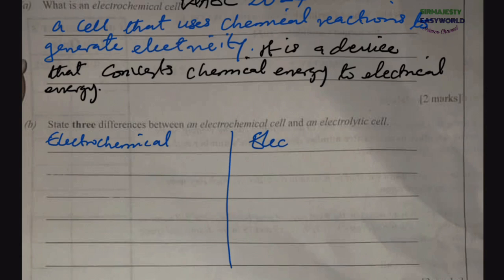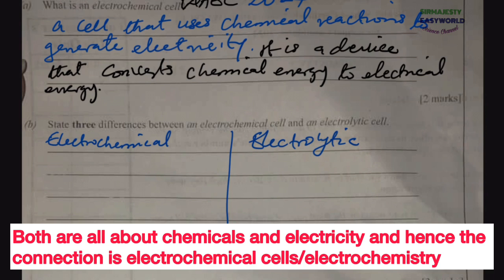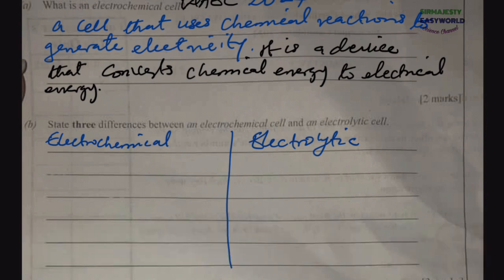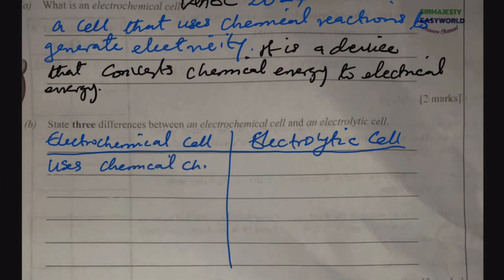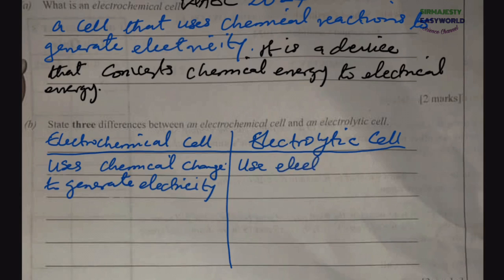Electrolytic cell is still a type of electrochemical cell, because both cells make use of converting electricity to chemical and chemical to electricity. But let's take it this way: electrolytic cell and electrochemical cell. First of all, this one uses a chemical change to generate electricity, while this one uses electricity to bring about chemical change, specifically direct current.